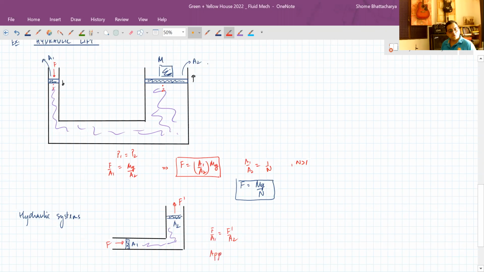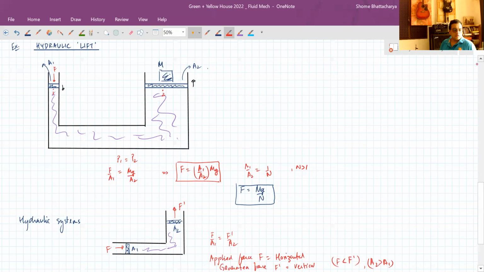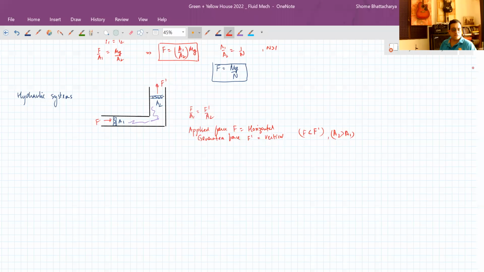So applied force is horizontal. The generated force is becoming vertical, and F is less than F prime because A2 is greater than A1. So it's an important aspect of mechanical engineering, hydraulic systems.